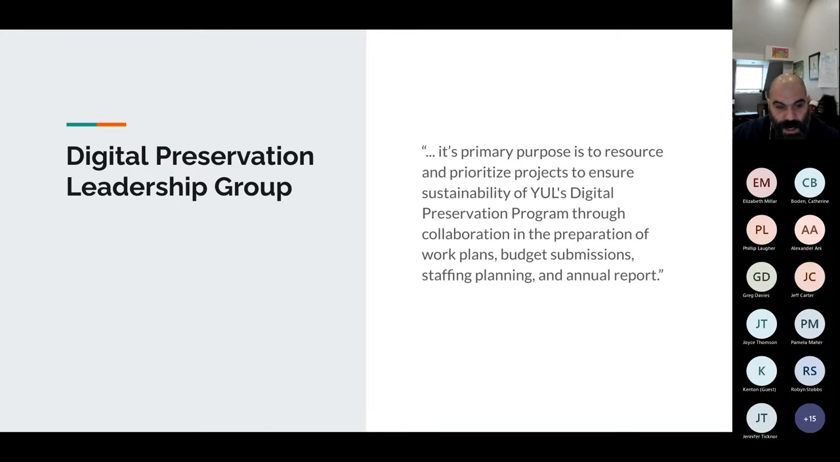We've split into two groups. We have a digital preservation leadership group. Its primary purpose is to resource and prioritize projects that ensure sustainability of York University Libraries digital preservation program through collaboration and the preparation of work plans, budget submissions, staffing, staff planning, and doing annual reports. So this is the group with associate deans and department heads at the table trying to figure out how to resource this and make it happen.